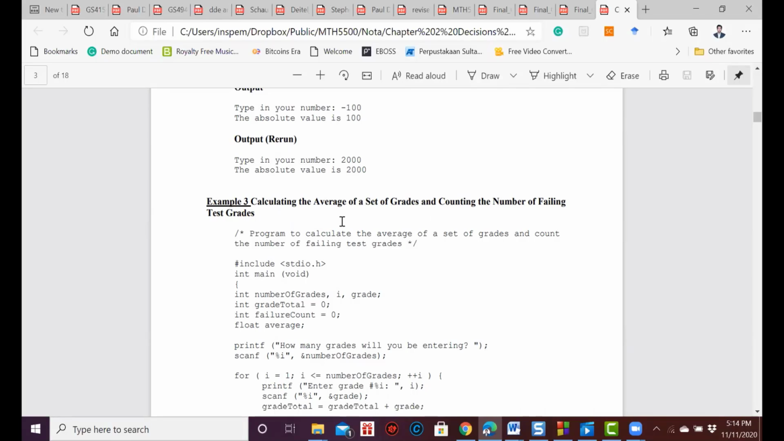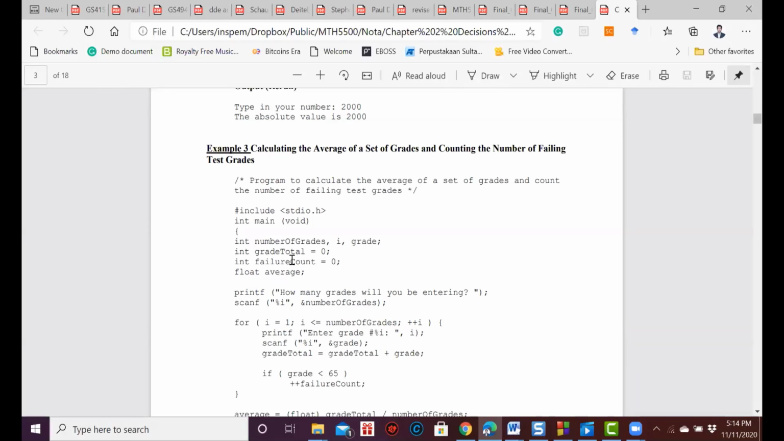Now this one is example 3, calculating the average of a set of grades and counting the number of failing test grades. You want to calculate the average. So what you need to do is, this is the general syntax in C. Integer, number of grade, and then i, then grade. This is a declaration of variables. And then integer grade total equal to 0. And then failed count equal to 0.